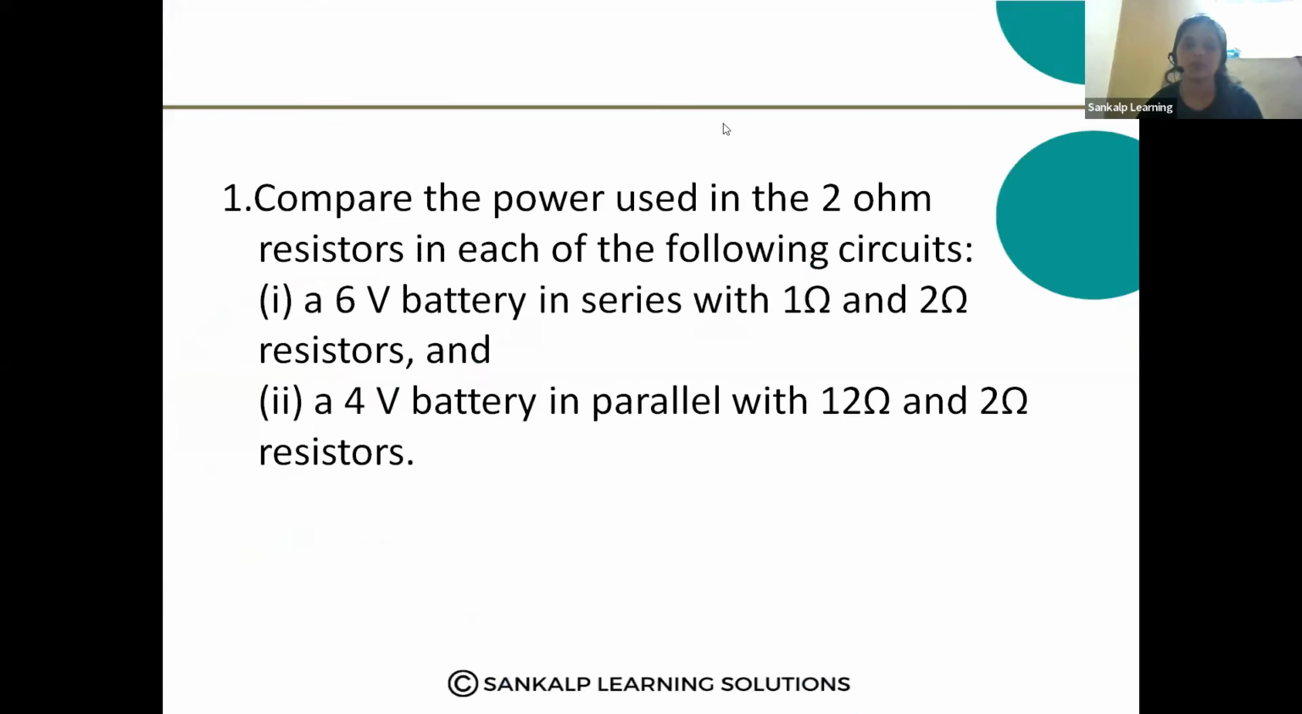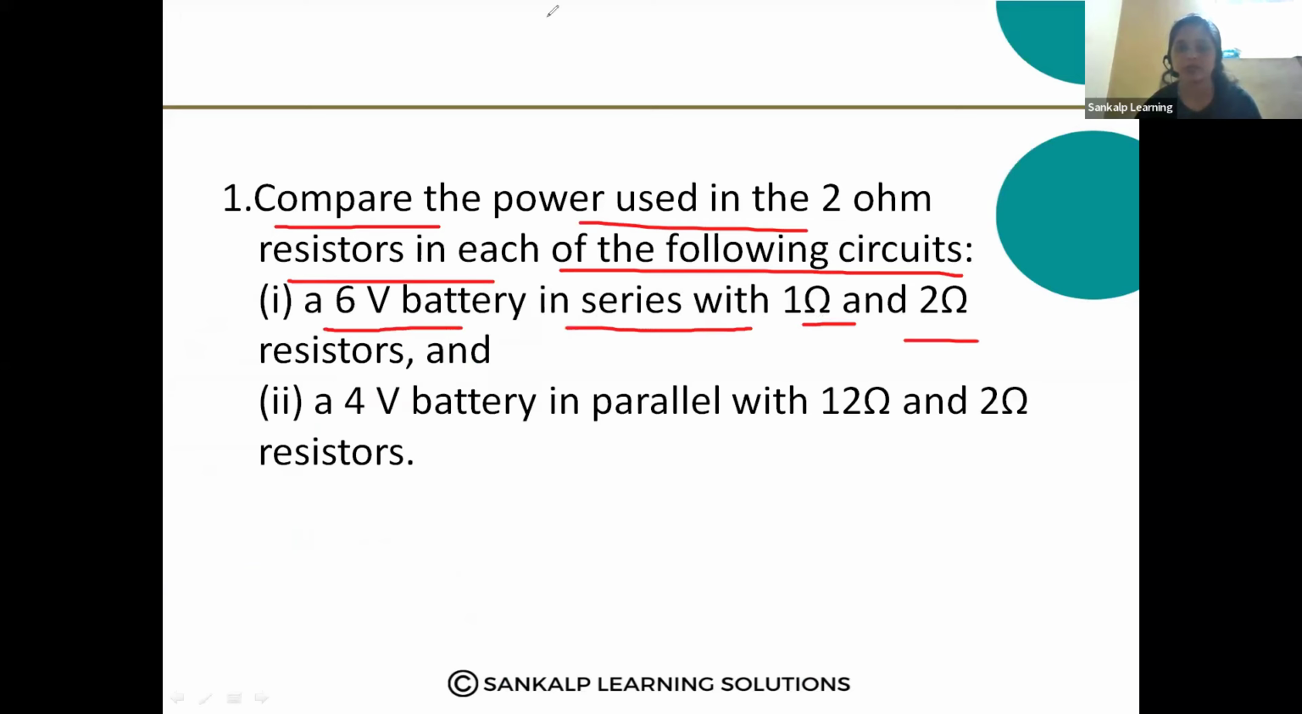So here, note down the question. Compare the power used in the 2 ohm resistors in each of the following circuits. The first one is a 6-volt battery in series with 1 ohm and 2 ohm resistors, and the second is a 4-volt battery in parallel with 12 ohm and 2 ohm resistors. So how to solve this question?